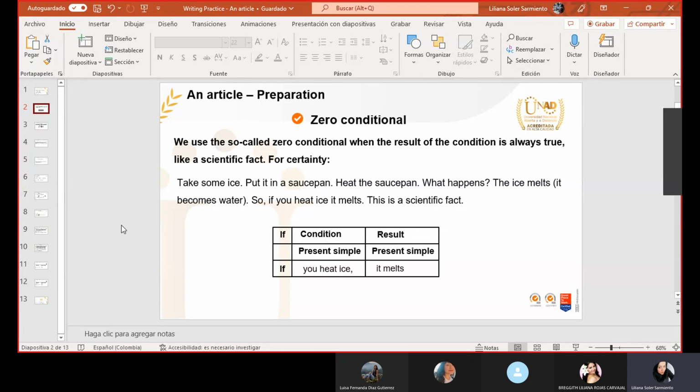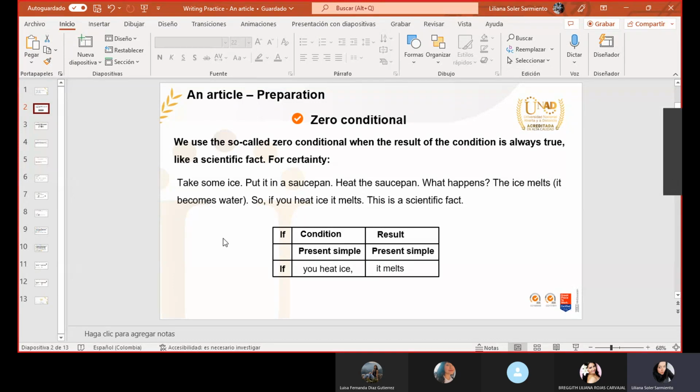I don't know if you know something about this topic. Do you know something about zero conditional? Some of you know. Some of you know something about this. No, teacher, I don't. Okay.